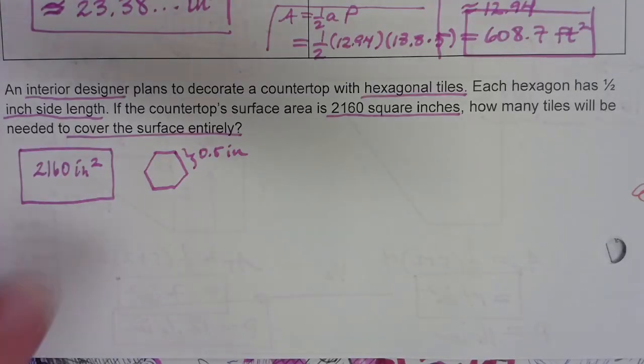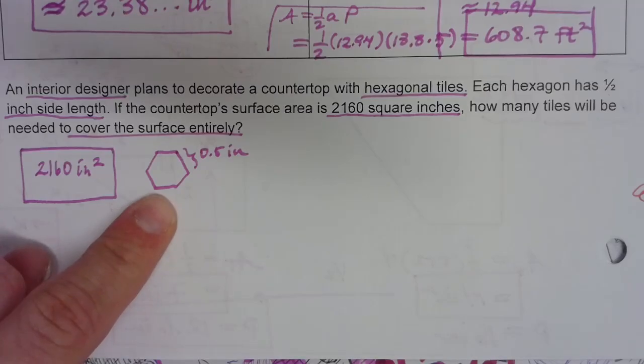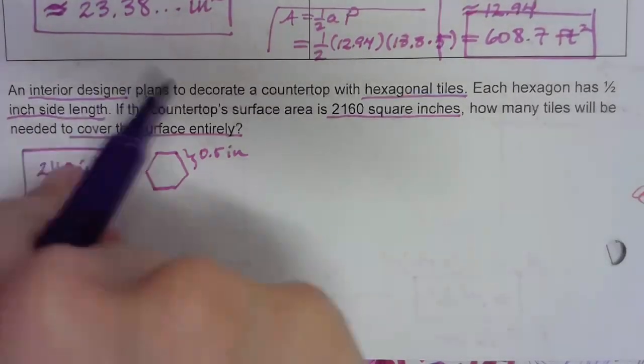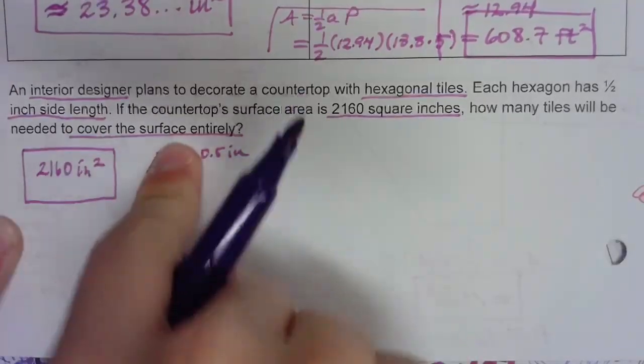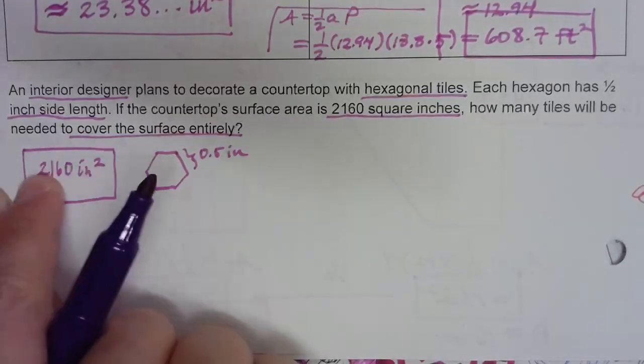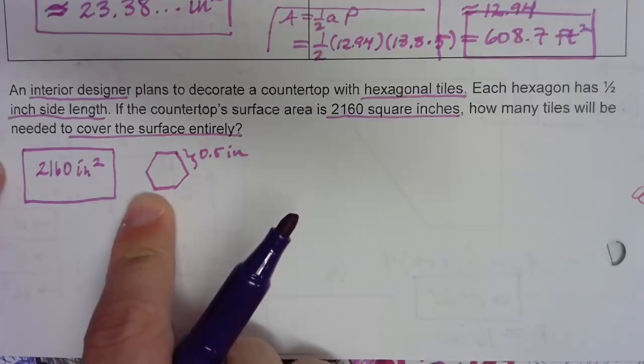So if I knew the area of this hexagon, I could find out how many I needed by dividing, right? Imagine placing down a hexagon on the surface over and over again. How many would you need? Well, however much area you have distributed out across the whole thing. In other words, 2,160 divided by the area of this hexagon.